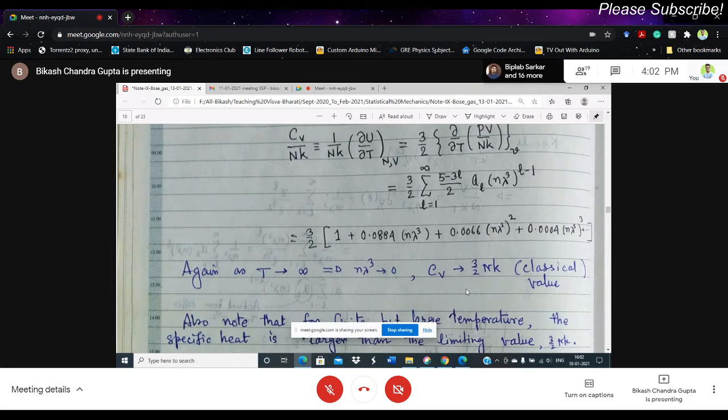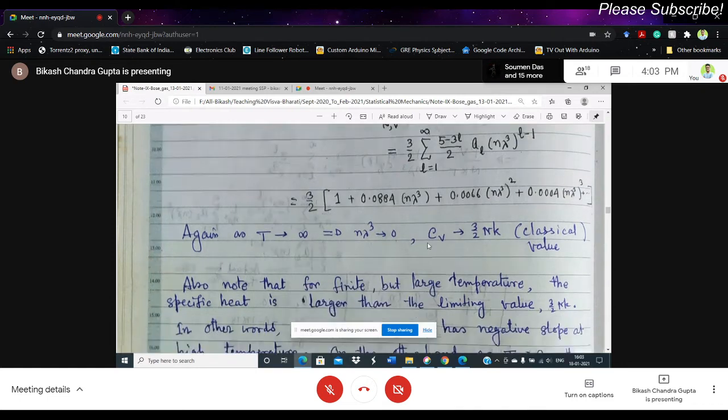Now, if you think that the temperature is not infinite but moderate, and n lambda cubed is not actually tending to zero but is small, in that case you have to consider a few more terms. Then you see this is one, and then these are going to add something. These coefficients are positive, and therefore they are going to add something. So if you have a classical value at some high temperature, the specific heat is going to increase because these terms are going to add up to the 3 by 2 Nk.